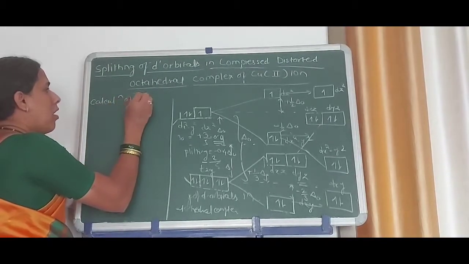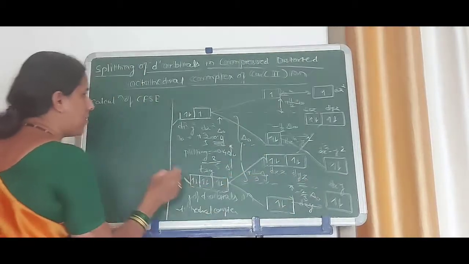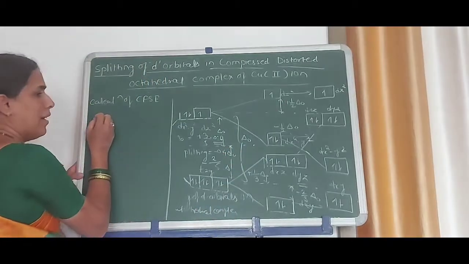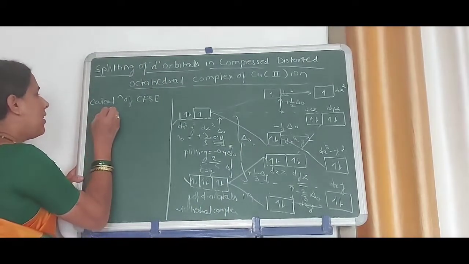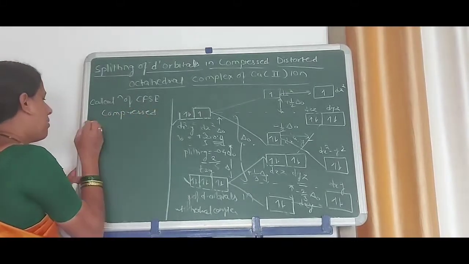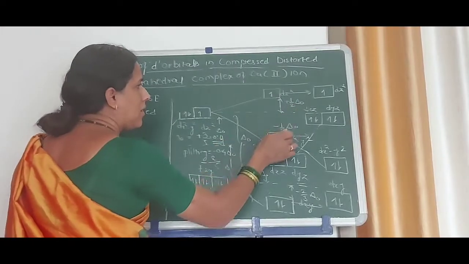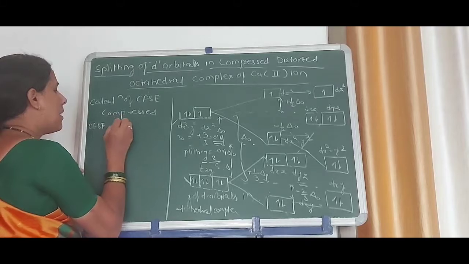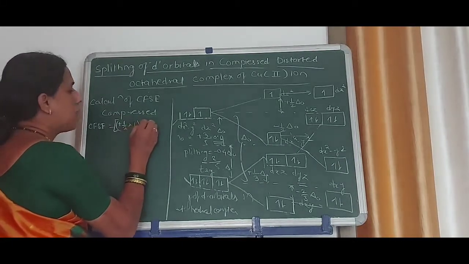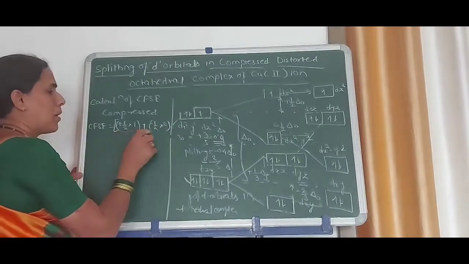Calculation of CFSE for these orbitals. Which are these orbitals? That is equal to here, in compressed mode. CFSE is equal to what? We have to take this total. That is equal to plus 1/2 into how many electrons? 1. Plus minus 1/2, how many electrons? 2.